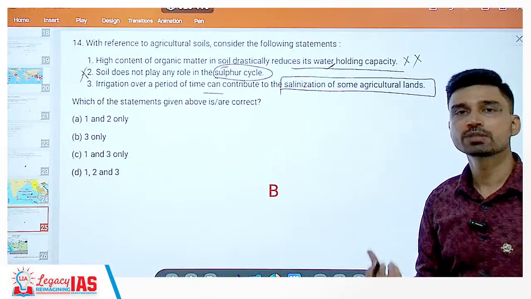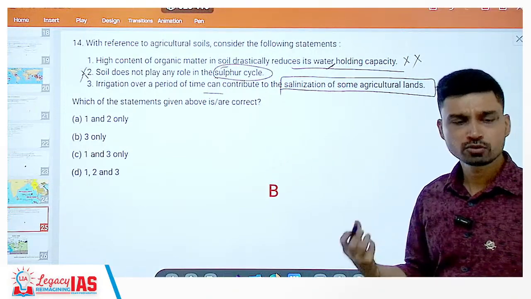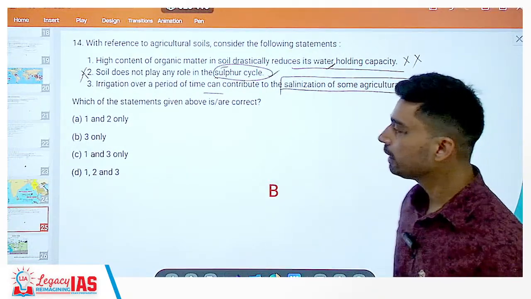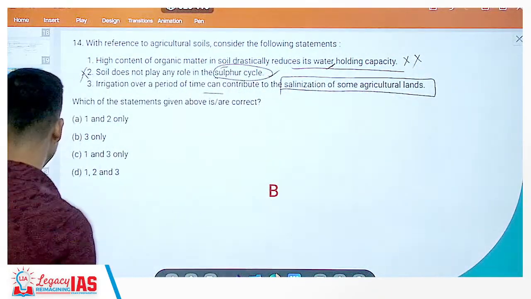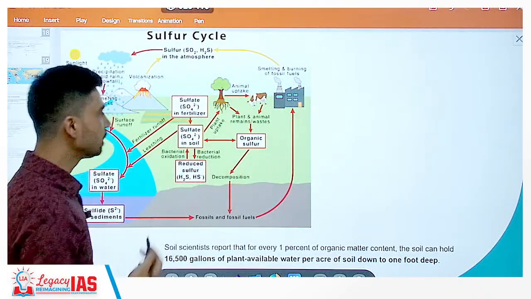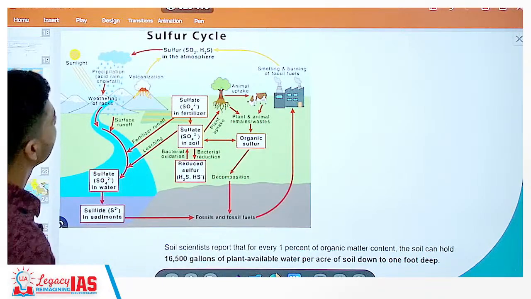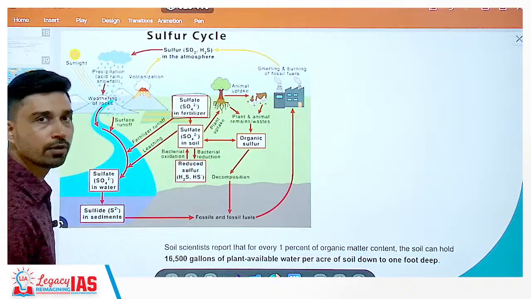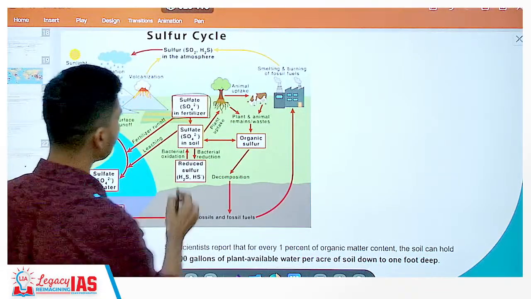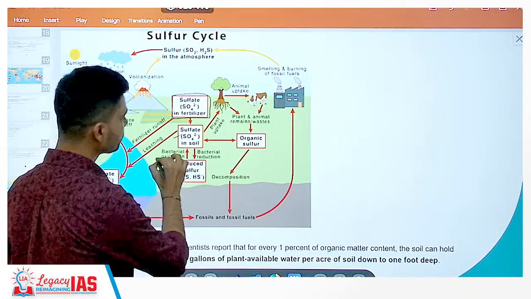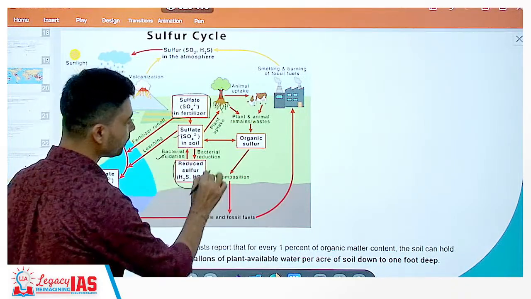sulfur deposits that are found in the soils of India and soils anywhere in the world, and they actually take part in the sulfur cycle. The soils play a very important role in the sulfur cycle, as you can see from the map here. For example, sulfate is first of all added as a fertilizer in the soil. So, due to the presence of sulfate in the soil, the bacteria that are present in the soil carry out reduction of the sulfur.